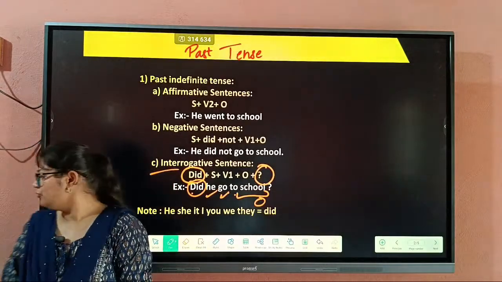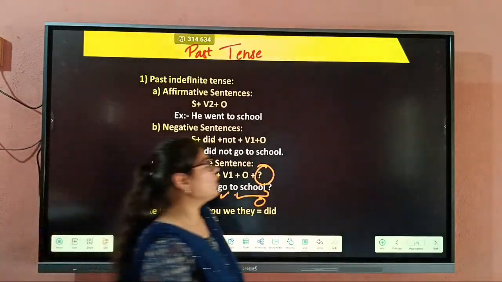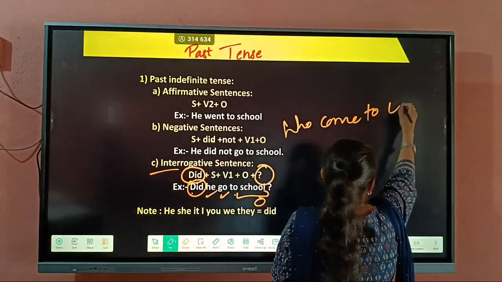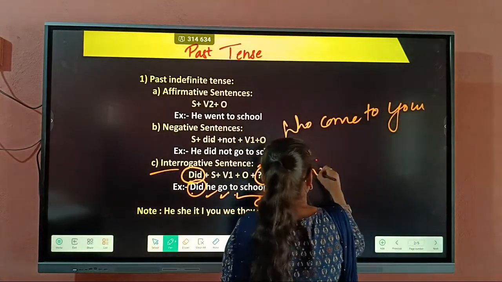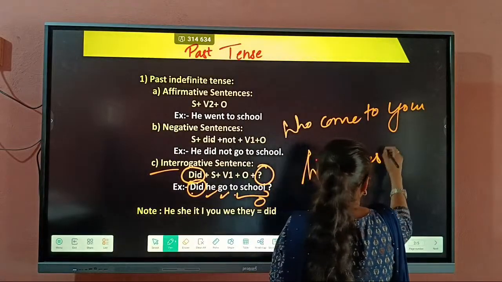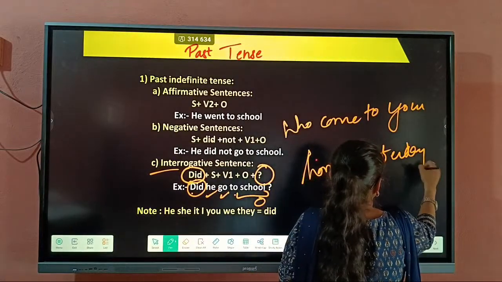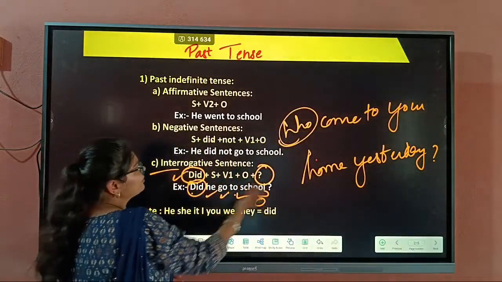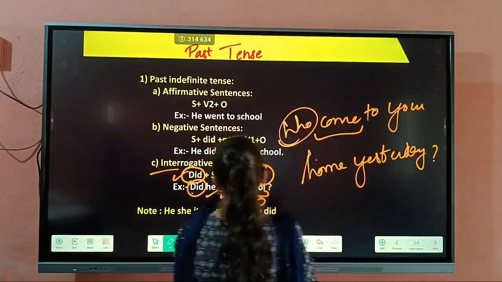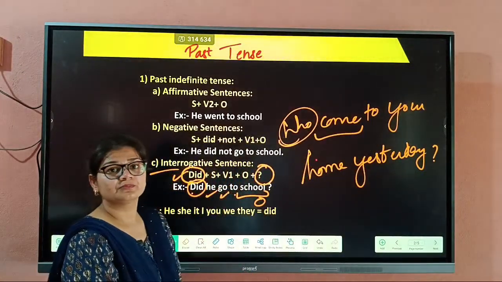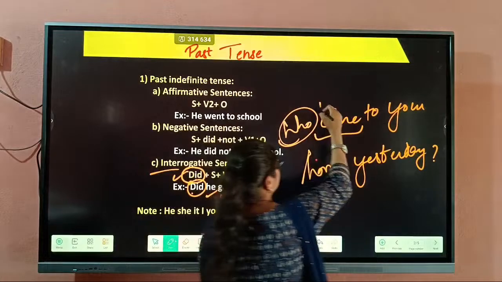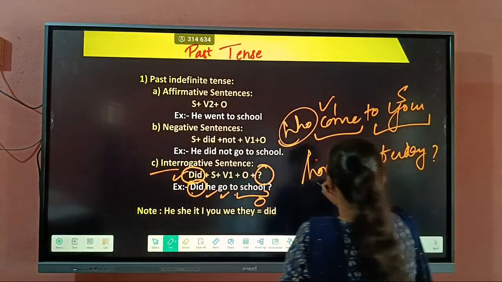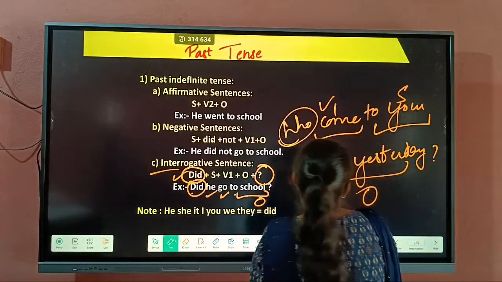Another example we will take: who came to your home yesterday? Who come to your home yesterday? Now, who? That is the helping verb. Come is the verb's first form. Your is the subject, and home yesterday is the object.